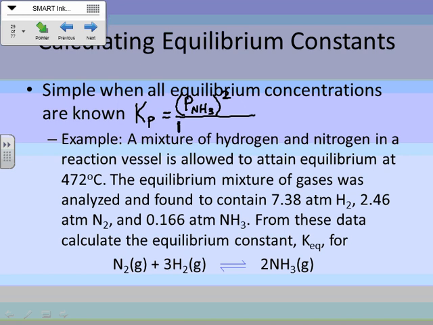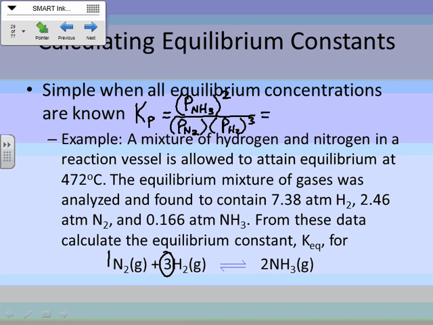I'm sorry, this is really squished in here. The pressure of N2 to the first power, because that has a coefficient of 1 in front of it. And then the pressure of H2 cubed, because of the coefficient 3. Okay? So that's our equilibrium expression, and then we just plug in the numbers that they've given us here.